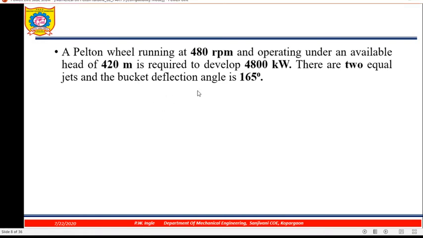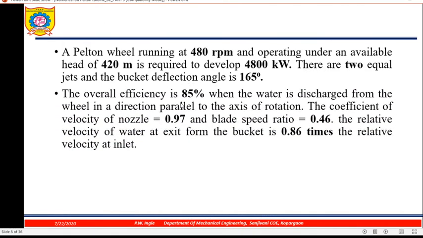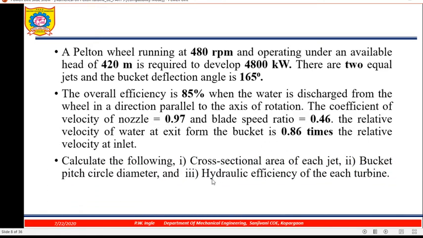Now next, a Pelton wheel running at 480 rpm and operating under an available head of 420 meter is required to develop 4800 kilowatt power. There are two equal jets and bucket deflection is 165. Overall efficiency is 85%. Coefficient of velocity of nozzle is 0.97. Blade speed ratio is 0.46 and Vr2 is 0.86 times the Vr1. Calculate cross-sectional area of each jet, bucket pitch circle diameter and hydraulic efficiency.